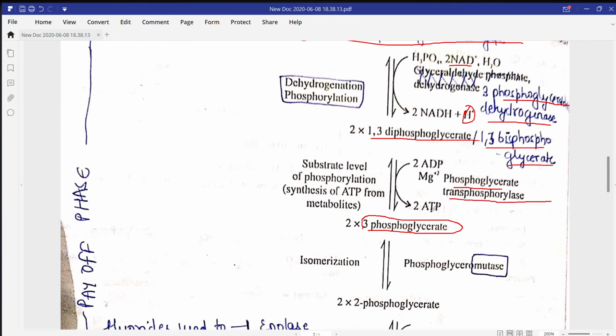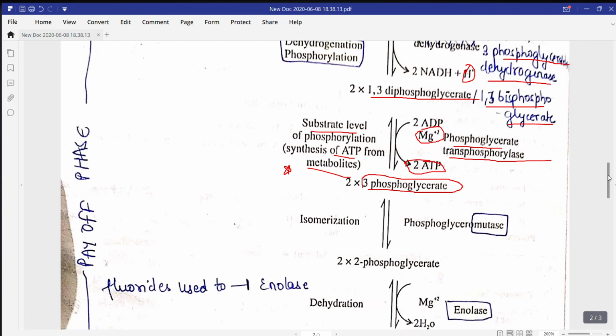In this, two ATP molecules are produced. So this is the step where substrate level phosphorylation takes place, through which we synthesize ATP. Now, what is substrate level phosphorylation? It means synthesis of ATP from metabolites. Then we call it substrate level phosphorylation. Now, magnesium ion is also used to increase the efficiency of the enzyme.